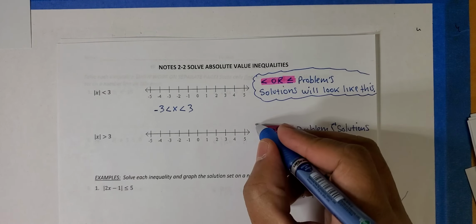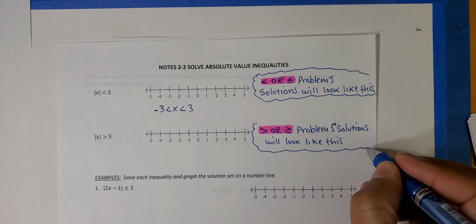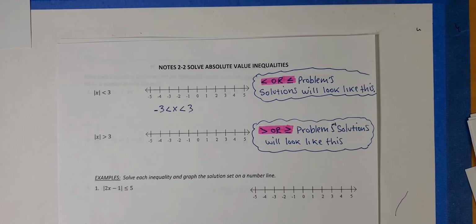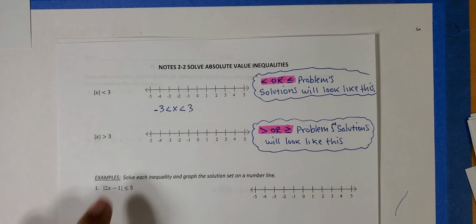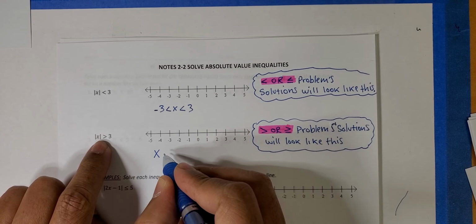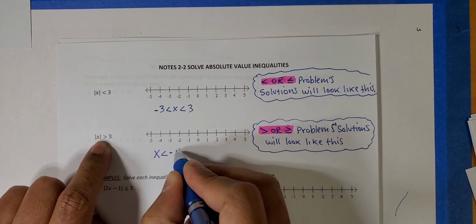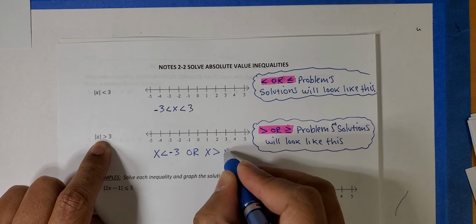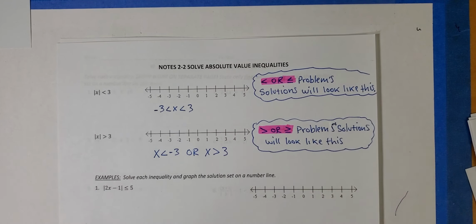So once you understand this, solving the problems will get easier, and also graphing them, once you find the solution. So for this one, you have x less than -3, or x greater than +3.